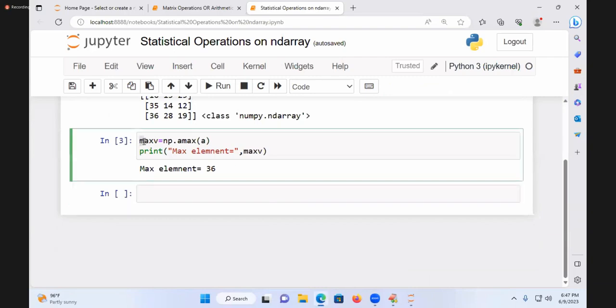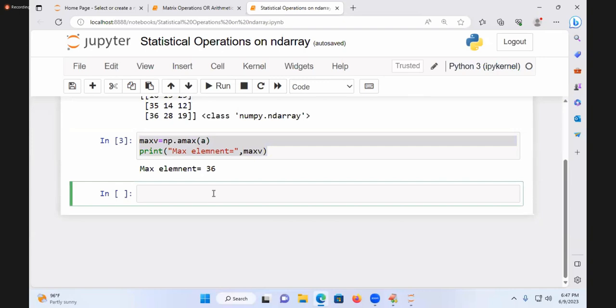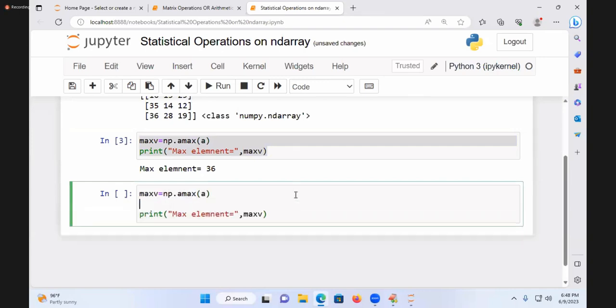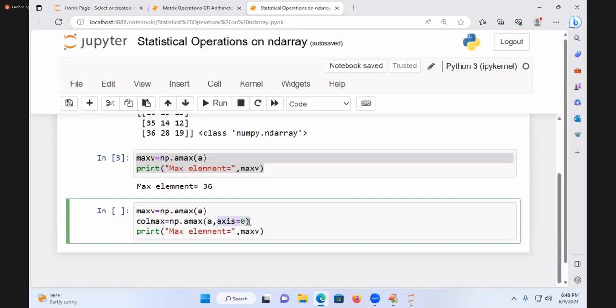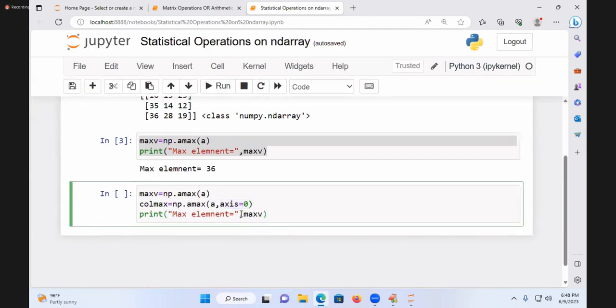Come on now, students. Now I am saying the same thing. I would like to write it. I will continue that. How am I writing now? See, mom. Column max, col max is equal to np.amax of A, comma, axis equals 0. What is the ndarray object? What is axis equals 0? Columns.